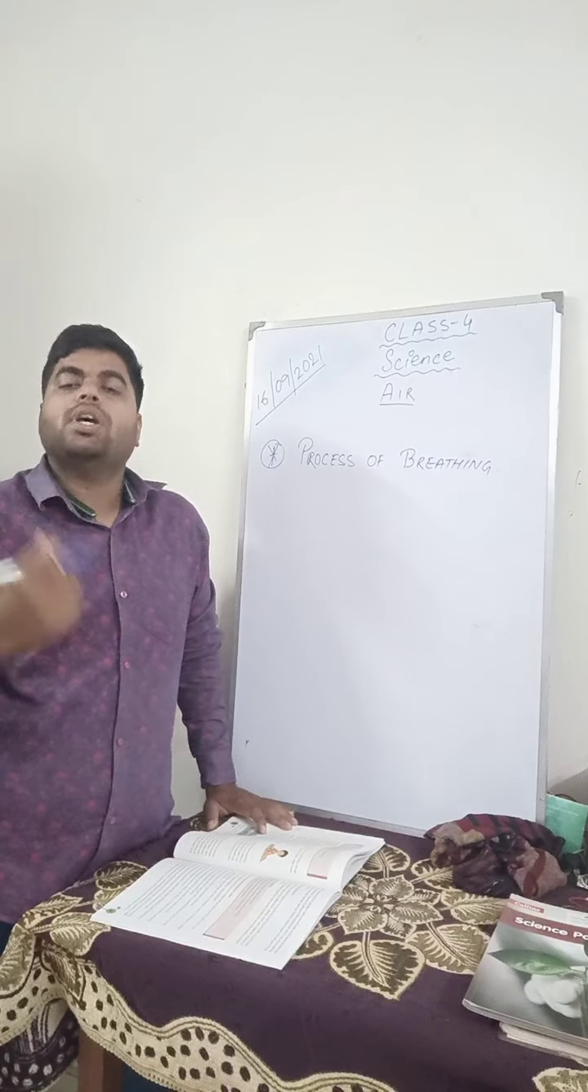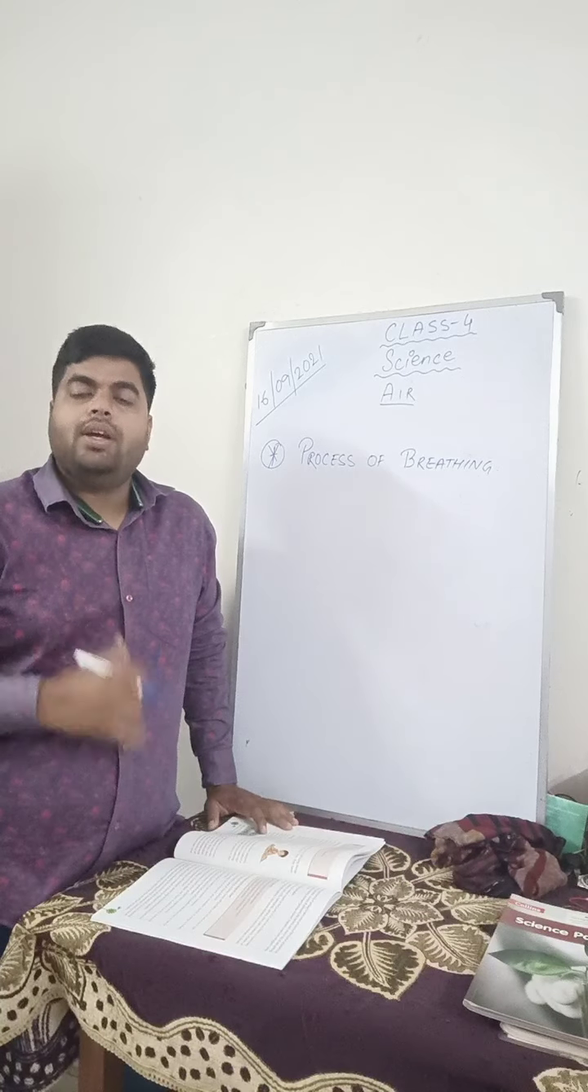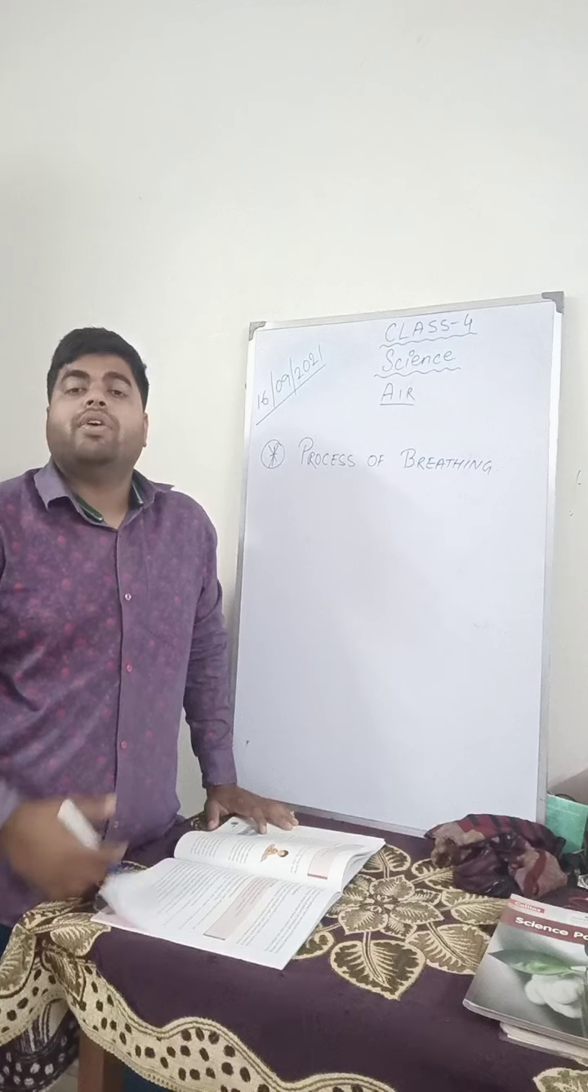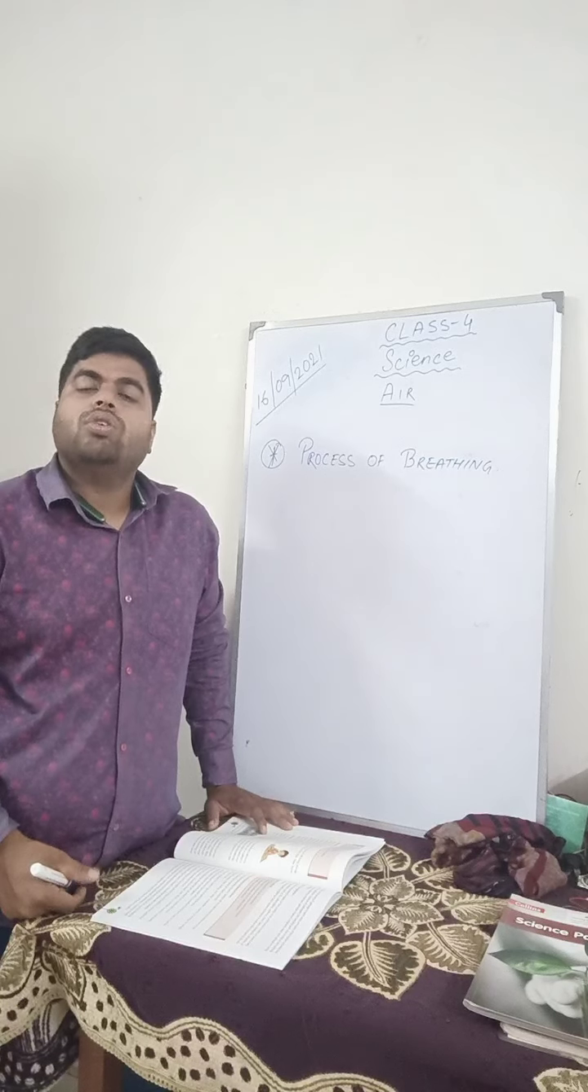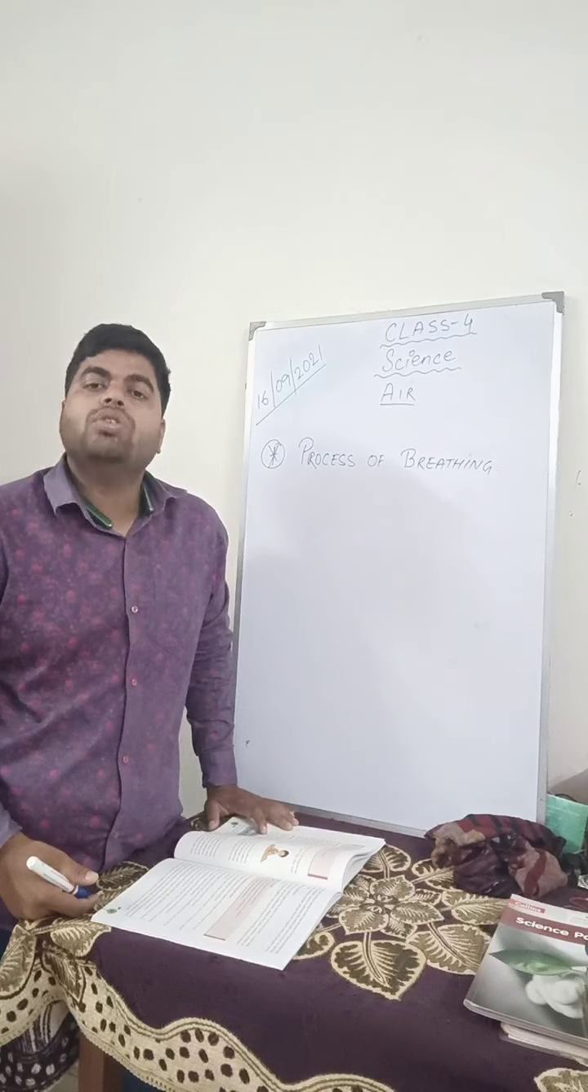So we have special organs that help us to breathe. For human beings, we have the nose. For fishes, they have gills. For others, they have nostrils and nose. So there are special organs which help living things to breathe.